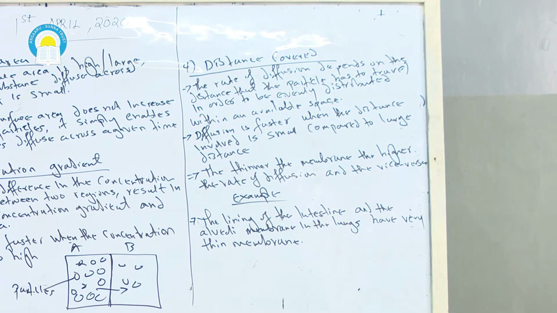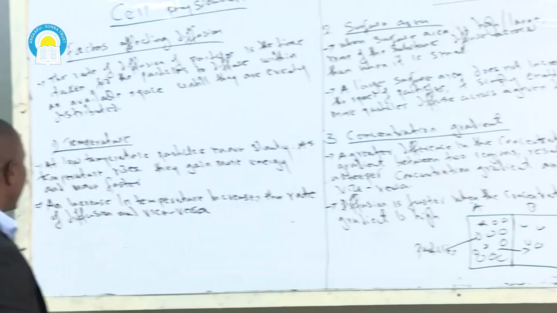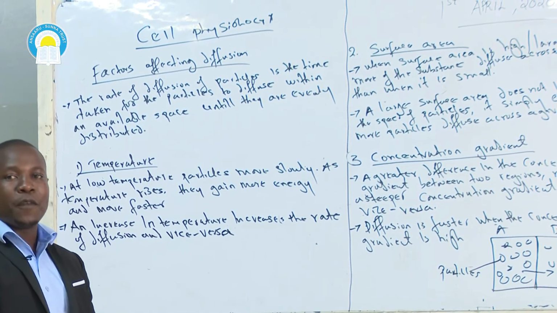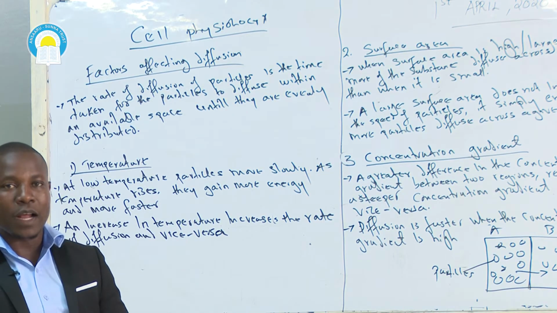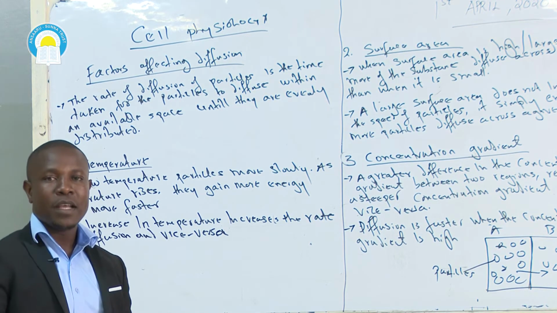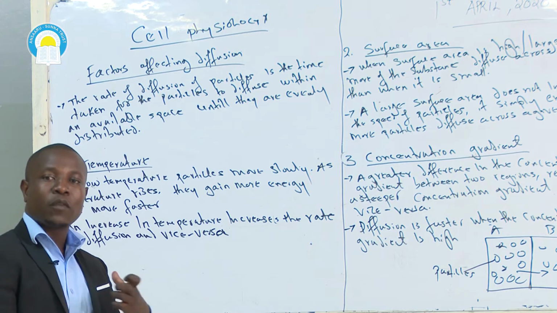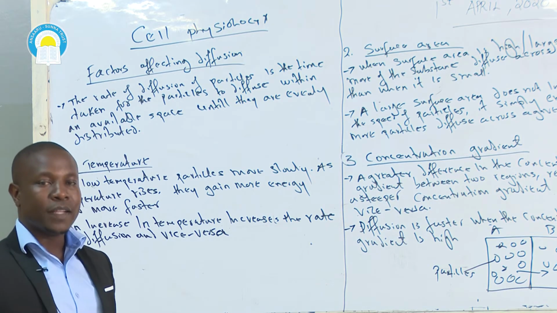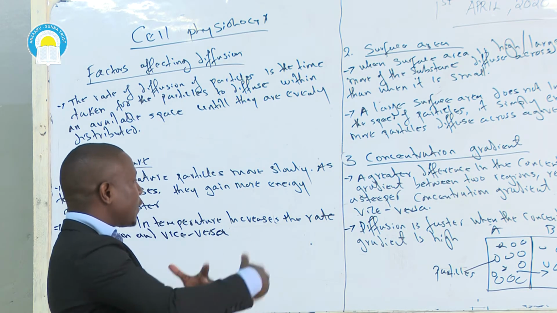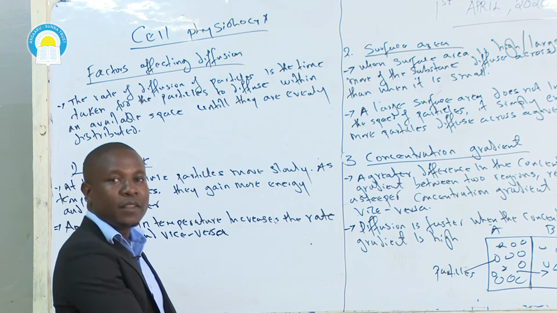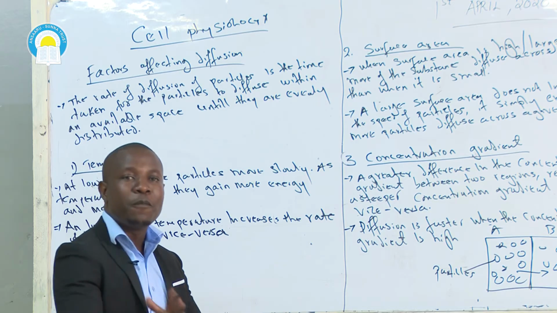So far we have discussed 4 factors that affect rate of diffusion. Factor number 1 is temperature, and if you can remember, we said that the higher the temperature, the higher the rate of what? Diffusion, and the vice versa. When the temperature is low, the rate of diffusion is low. When the temperature is high, the rate of diffusion is high. Why? Because high temperature increases the kinetic energy of the particles. It increases the movement of the particles.